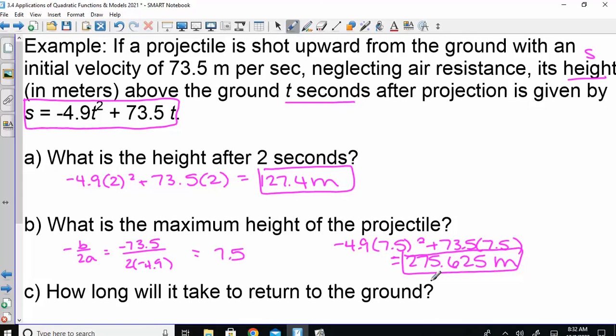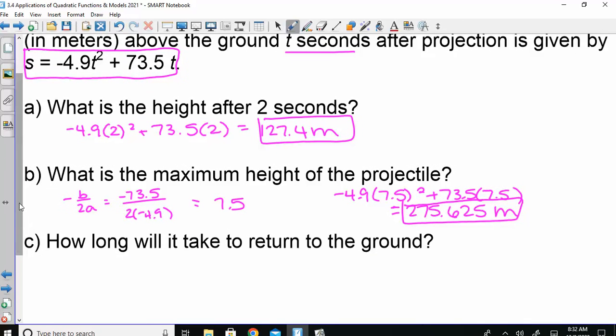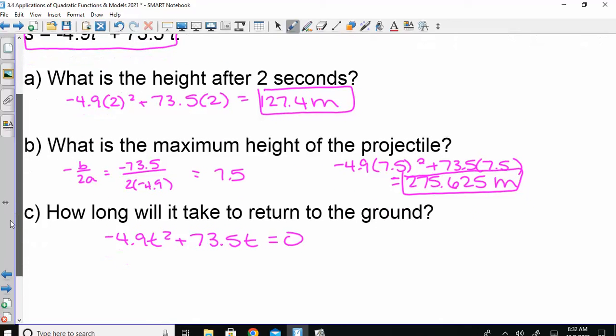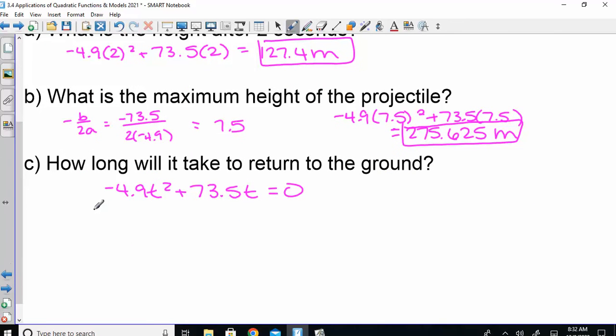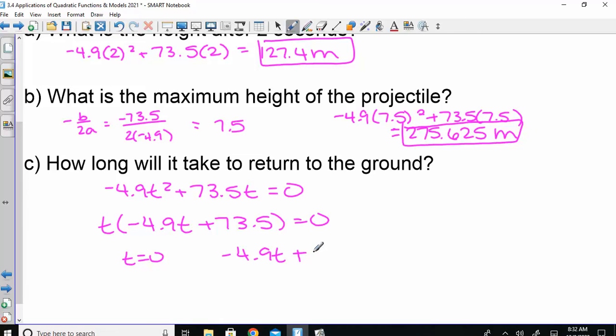All right, last one. How long will it take to return to the ground? So what's that mean? Plug in 0 for s. That means if you're on the ground, the height is 0. How would you solve that? Pick out t. Okay, you could take out your GCF, or at least the t. So if you set each one to 0, you don't want to divide by a variable because it could be 0.